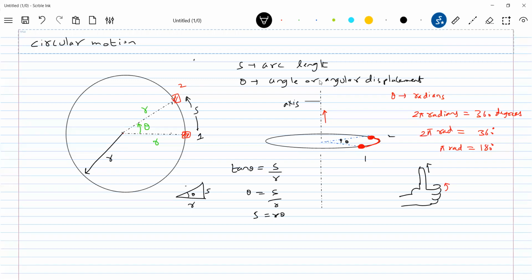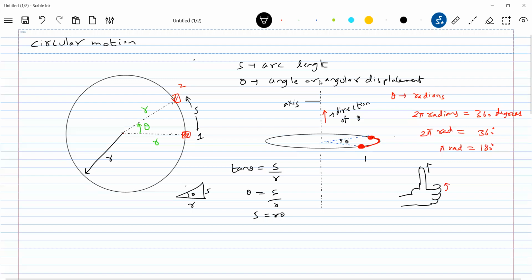Okay, this will be S equal to R theta. We'll get a condition like this. Now, I think this is something very important. So what is this red color arrow? This will give the direction of theta. So theta we usually express in radians.